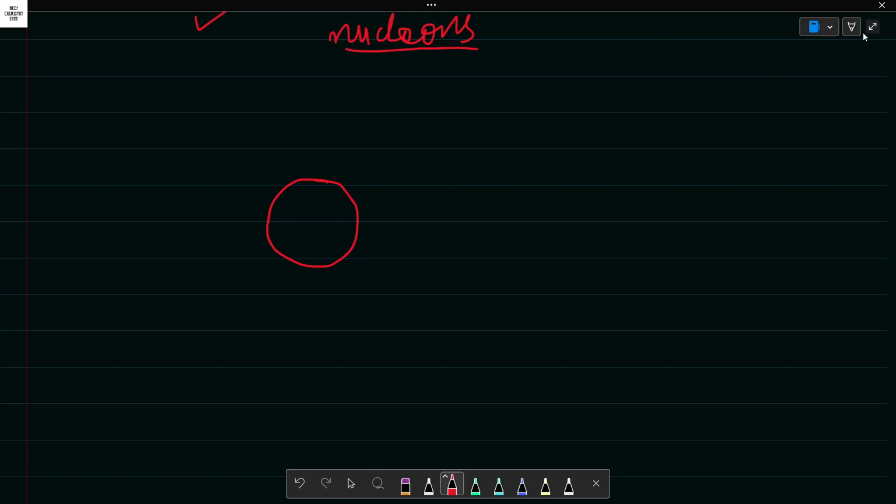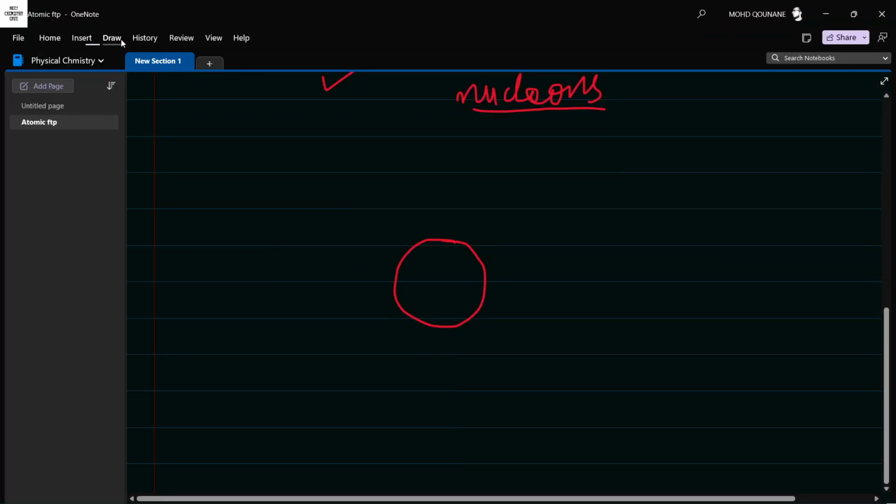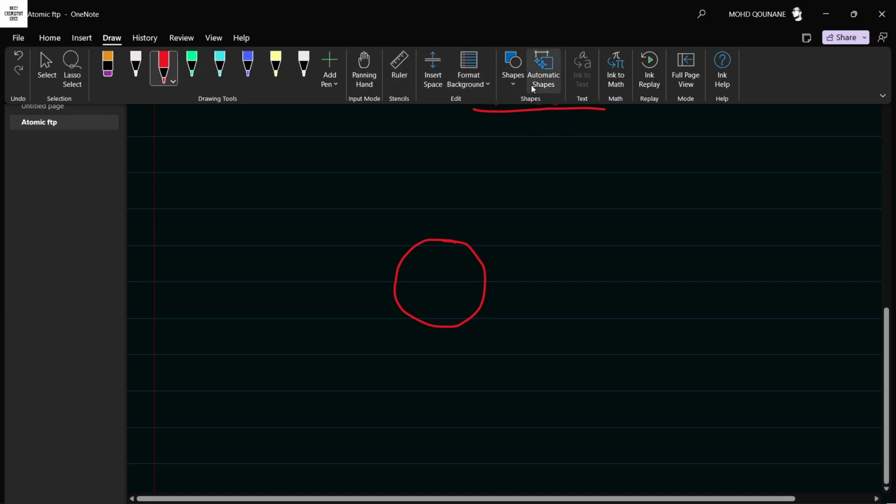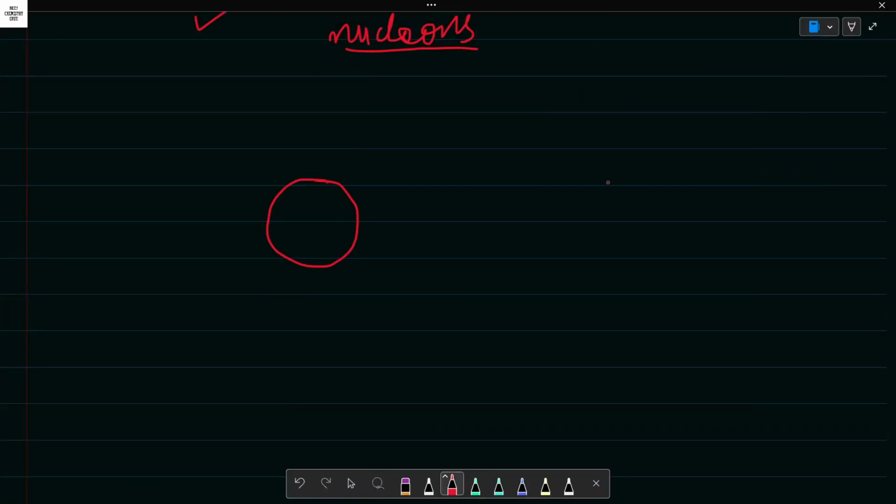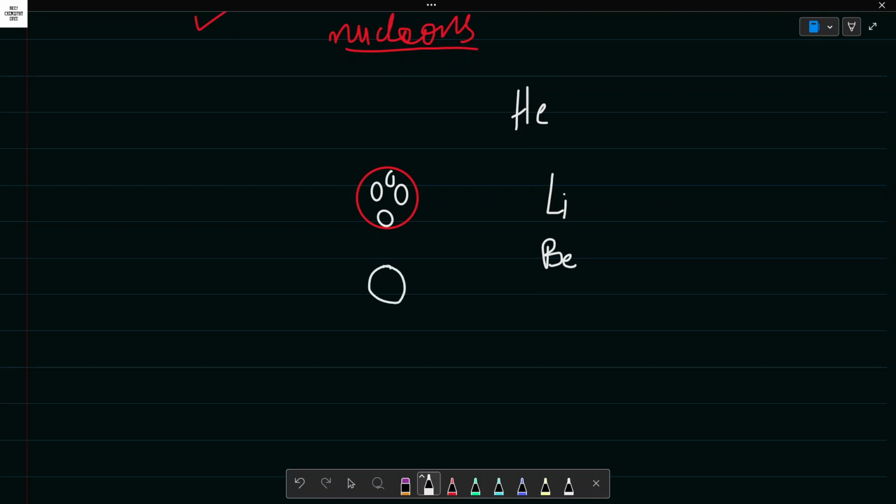So every atom is specified by the number of protons that are present in its nucleus. For example, if there are 2 protons, we will say it's helium. If there are 3 protons, we will say it's lithium. If there are 4 protons, we will say it's beryllium. Or if there is a single proton, we will say it's hydrogen. All right. So these are the things that you need to understand.